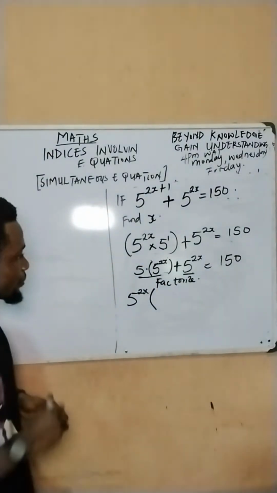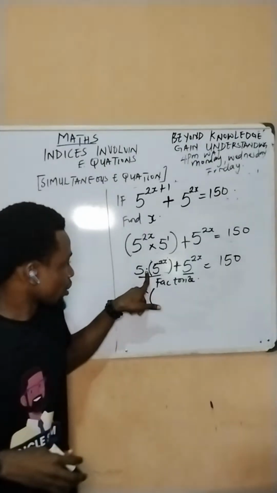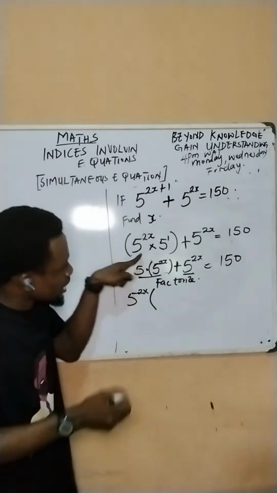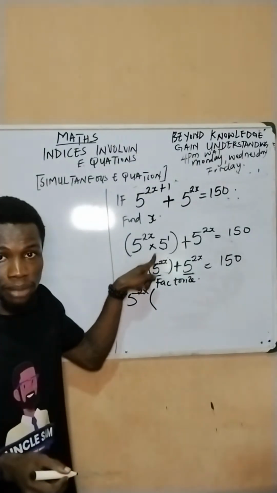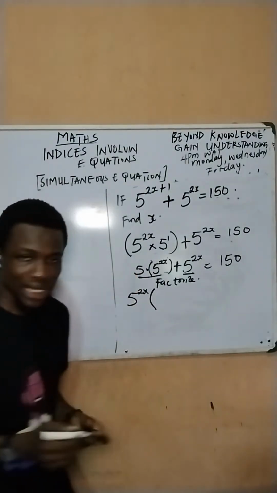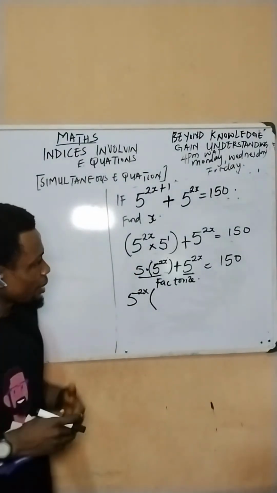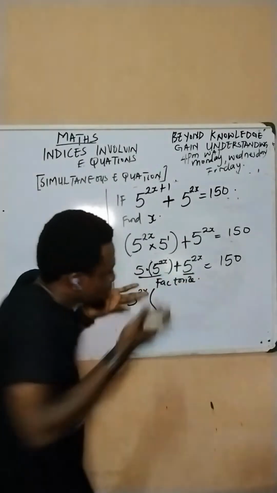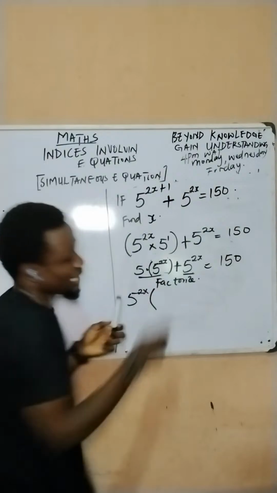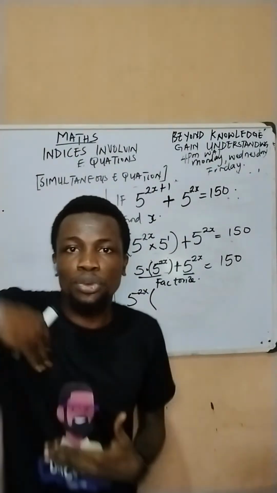Let me repeat it again. We have at this point 5 dot here, which means multiply, 5 raised to the power of 2x. It's just another way of representing what we have here, because 5 raised to the power of 1 is the same thing as 5. So if we get to this point, there's nothing else I can do based on what we currently have, because this is not a multiplication sign, it's an addition sign, so I choose to factorize.